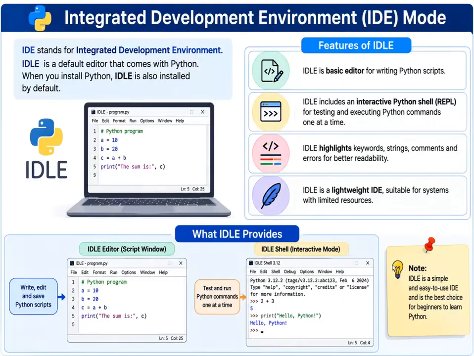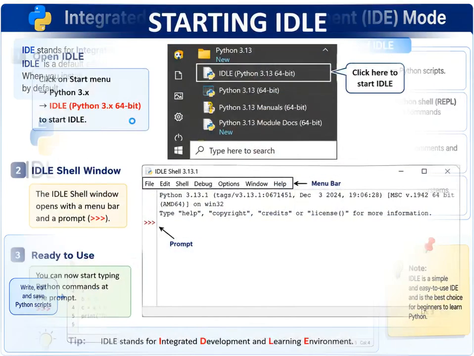And finally, integrated development environment, IDLE. This is the default editor that comes with Python. When you install Python, IDLE is installed by default. This is the most common method that we will use in Python while writing programs. Here you can type your program and then you can run your program and output is generated.